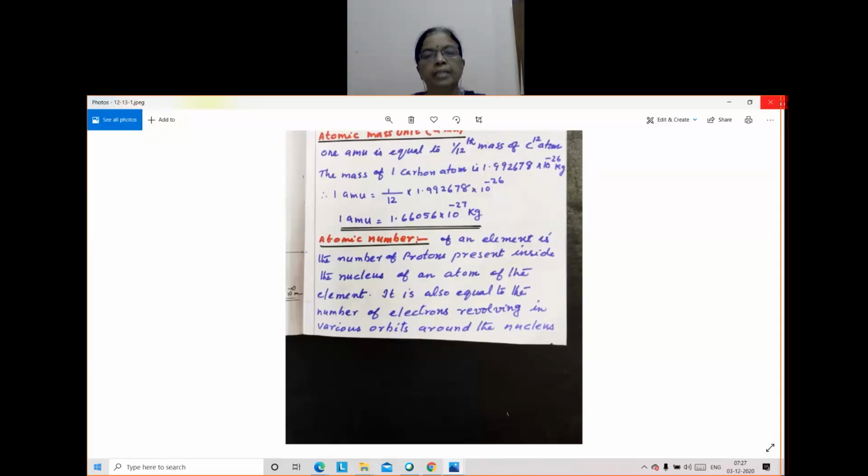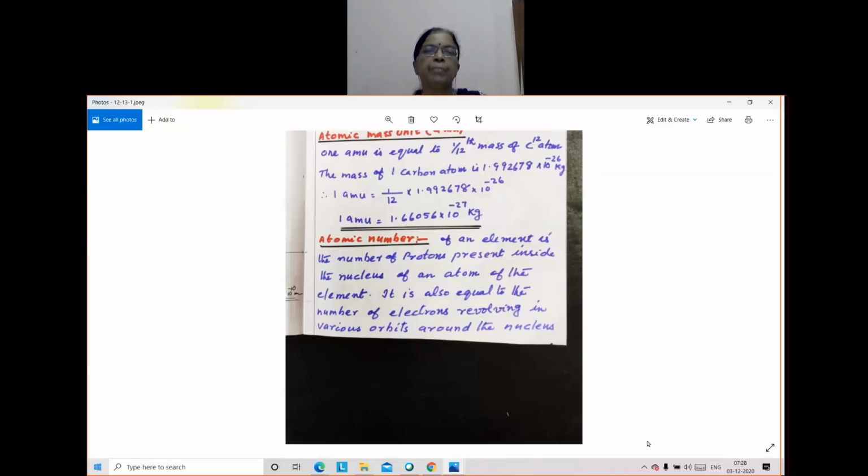Yes. That is, in the nucleus there are protons and neutrons, and their total number is the number of protons and neutrons. That is mass number. So in the nucleus, protons and neutrons are there, and its total number is mass number.